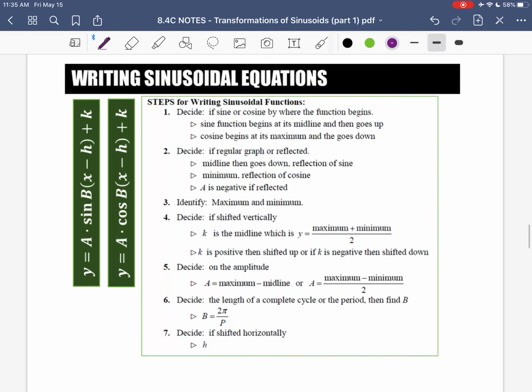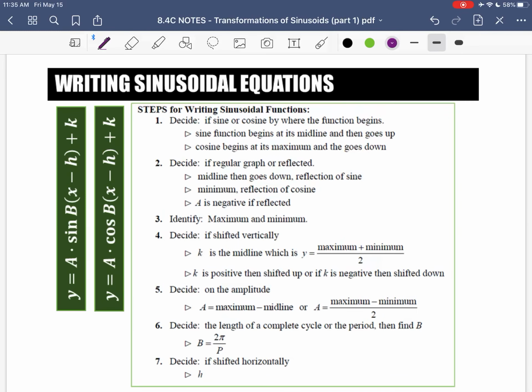Awesome. Okay, for these next ones, first a little bit of information. If you're given a graph and you're asked to write the equation for it, this is a little walkthrough. So you might want to have this printed out or written out for when we do our test, a walkthrough of steps for writing sinusoidal functions. A guide of how to think about or how to break apart the graph.